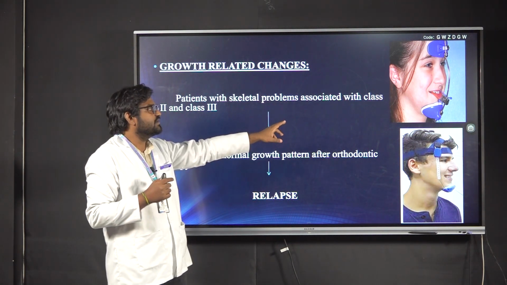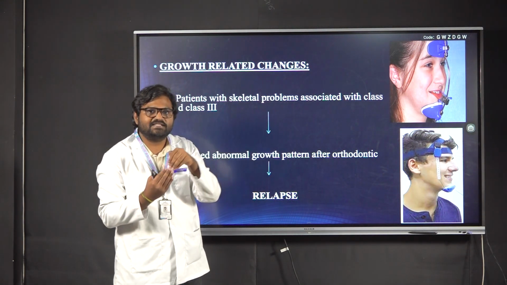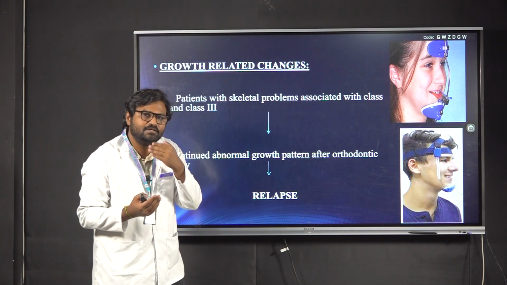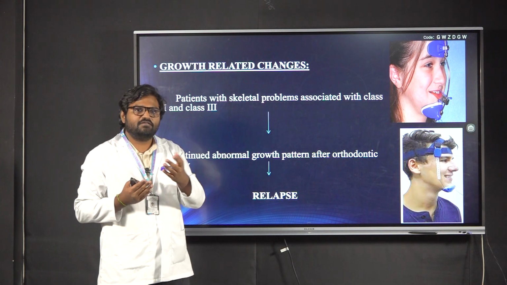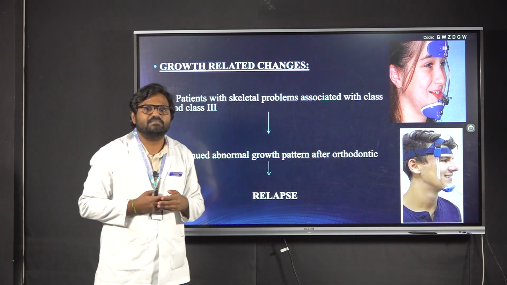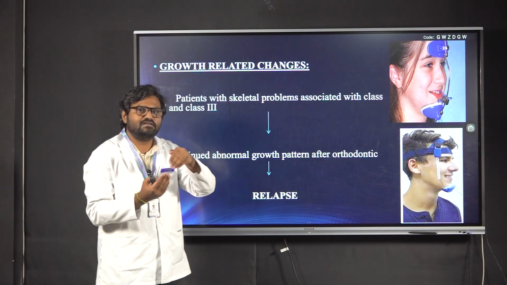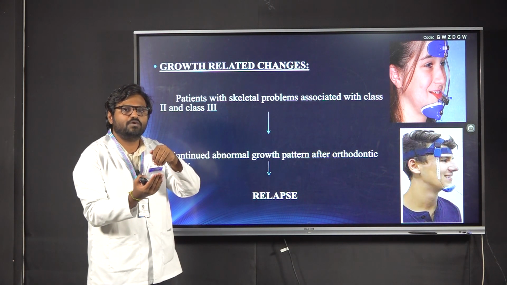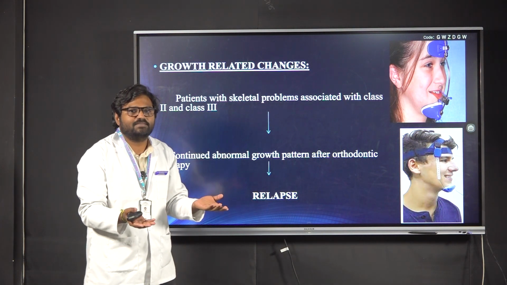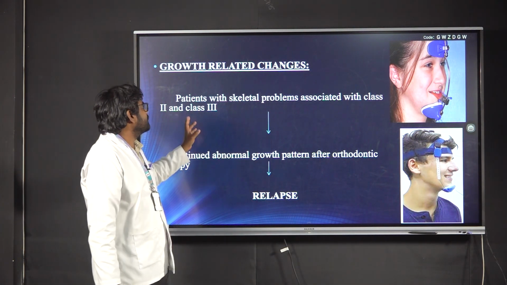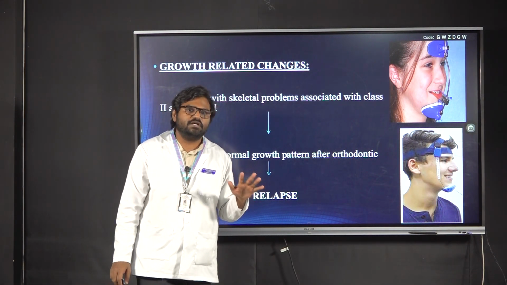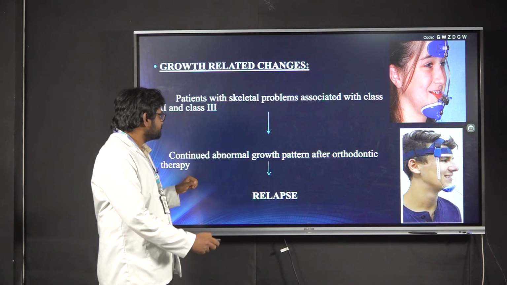In these cases, if you correct the class 3 relation but then you're not retaining it, there is a high chance that your mandible might grow, if you have debonded or removed the appliance before the growth is completed. Your class 3 relation, that is your prognathic mandible, might grow again and you might end up in class 3 again. So it is nothing but a relapse. So always see that growth related changes are taken into consideration, and based on that, a retention has to be given.